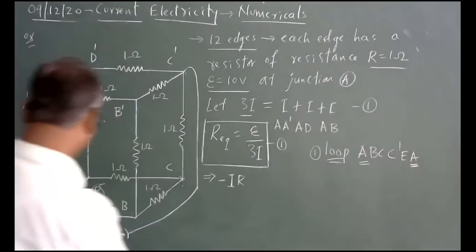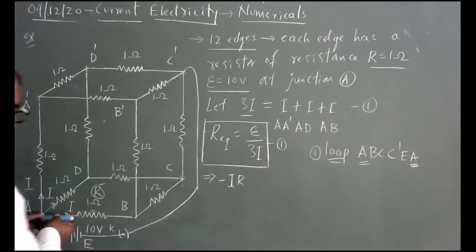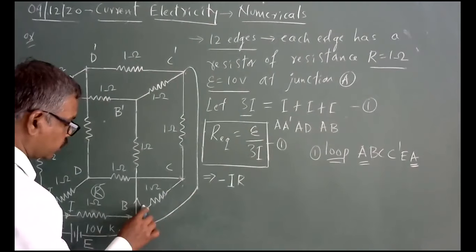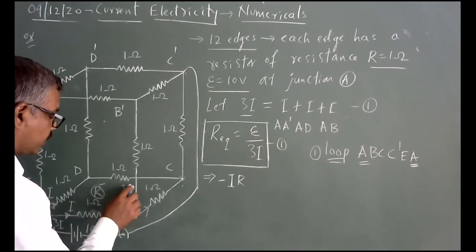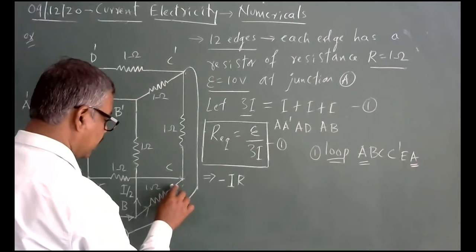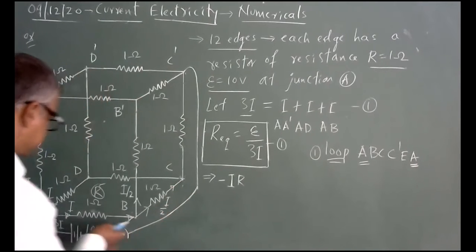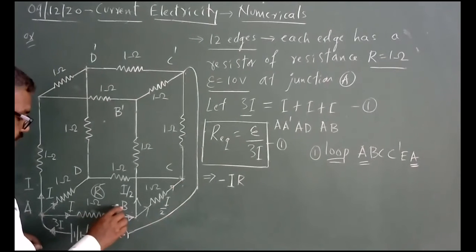A to B is over. From B to C, again you have 1 ohm. The current is I from A to B, but once it reaches junction B, it splits into two parts, with 1 ohm on each branch. Now the current becomes I by 2 along BB dash and BC.